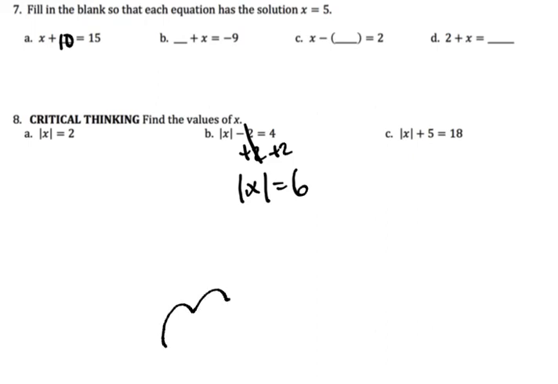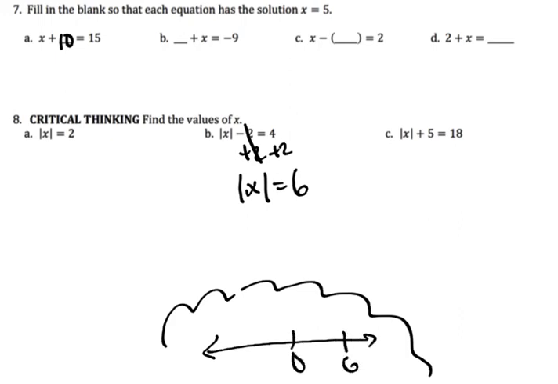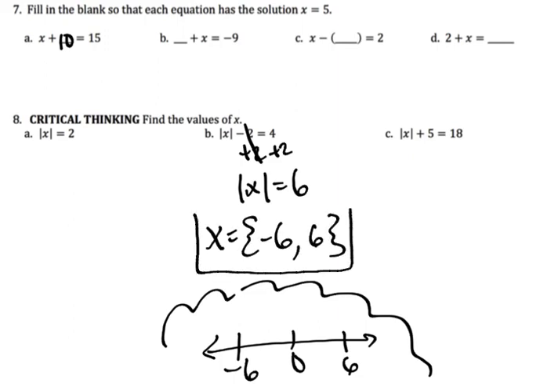Okay, doing a little bit of thought bubble brain down here. Remember that since absolute value is distance from 0, there are actually 2 numbers whose distance from 0 is 6. So this actually has 2 answers, negative 6 and 6. Both of those are 6 away from 0 and have an absolute value of 6.